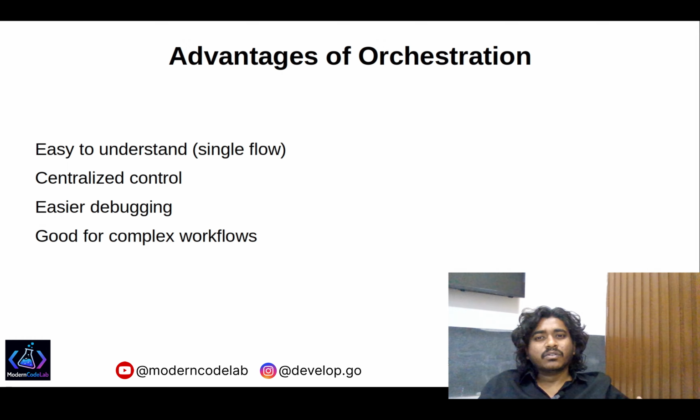So we'll easily recognize at what step it is breaking, at what step there is an issue being raised, etc. And it is very good for complex workflows, right? We'll also look into some examples. We'll take some features or any application development, in which we'll understand at what places we need to use orchestration and at what places we need to use choreography, right?